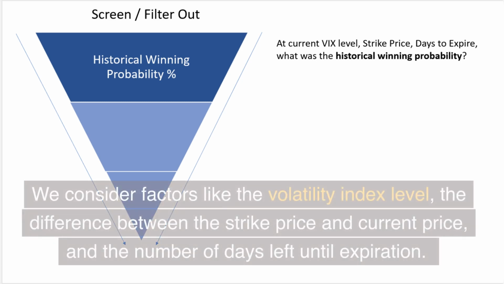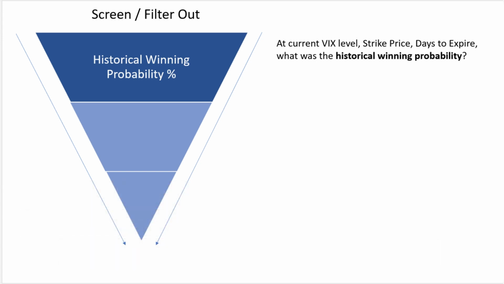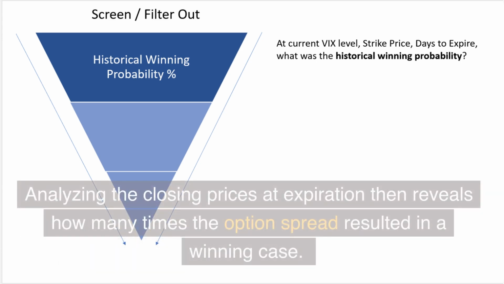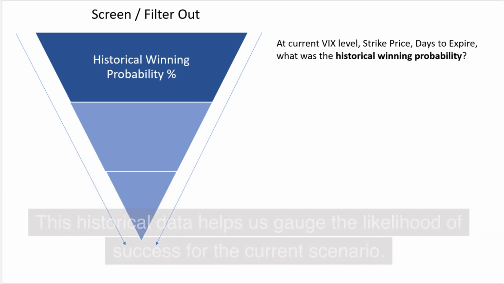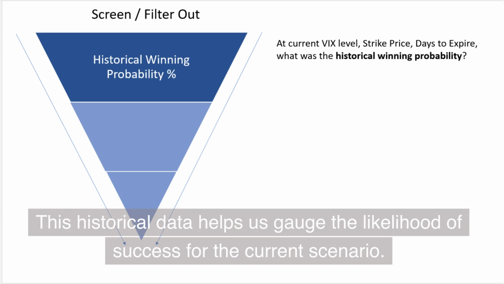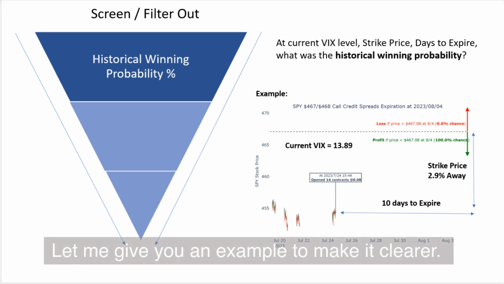We consider factors like the volatility index level, the difference between the strike price and current price, and the number of days left until expiration. Analyzing the closing prices at expiration then reveals how many times the option spread resulted in a winning case. This historical data helps us gauge the likelihood of success for the current scenario. Let me give you an example to make it clearer.